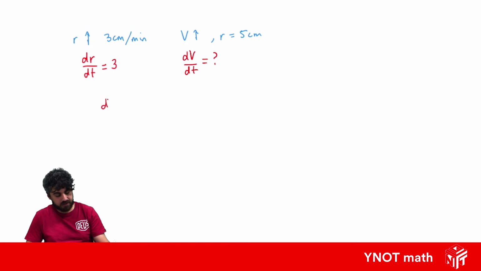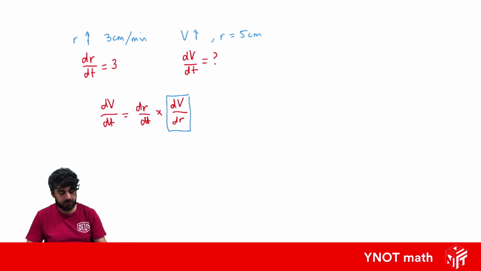So if we're after dv dt, and we know an expression for dr dt, what derivative do we need to multiply to get the required derivative? Well, we need a dv on the top, and this has to be the same as the numerator in the other one, so that's dr. So we need an expression for dv dr. So how can we relate the volume and the radius? Well, we know it's a spherical balloon, so we should easily be able to come up with an expression that relates the volume and the radius. So we know that the volume of a sphere is 4/3 pi r cubed.